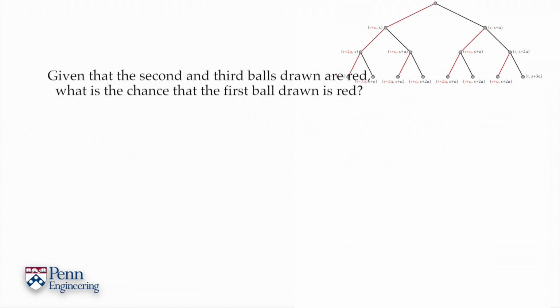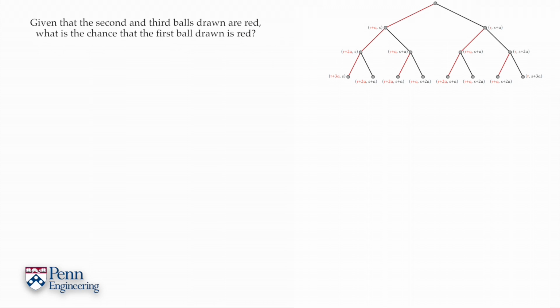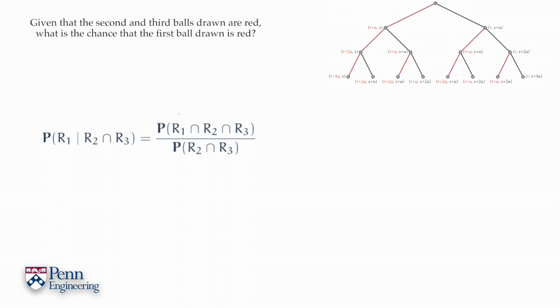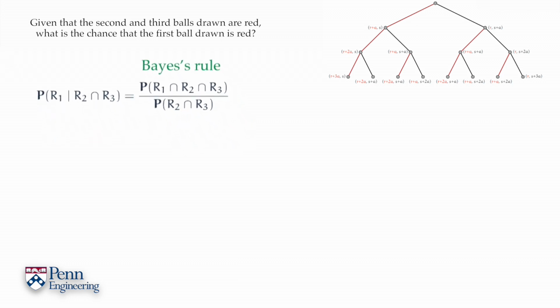Let's first express the probability at hand mathematically. We are interested in the conditional probability of the event R1 given the joint occurrence of R2 and R3. The definition of conditional probability allows us to write it down as a ratio. And now we see that we're all primed for total probability and Bayes' rule. Now let's work through the steps.